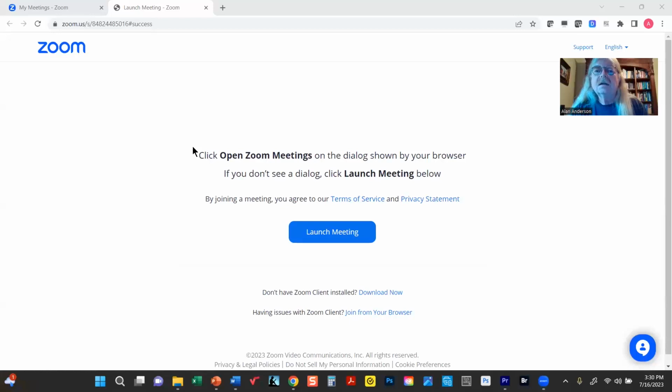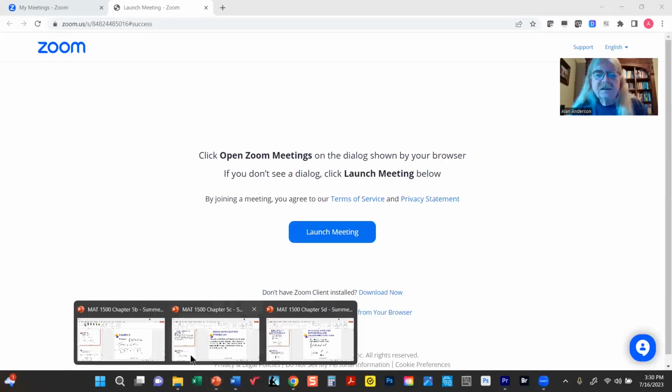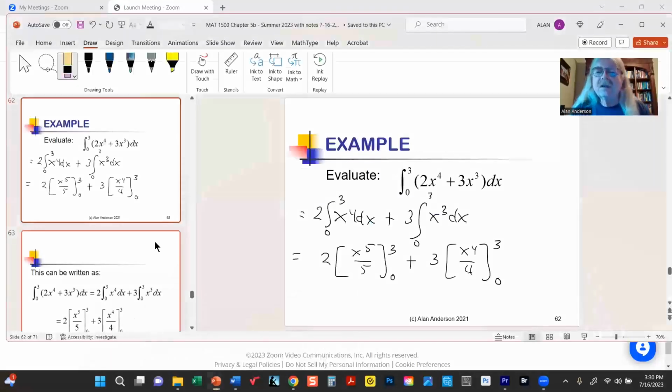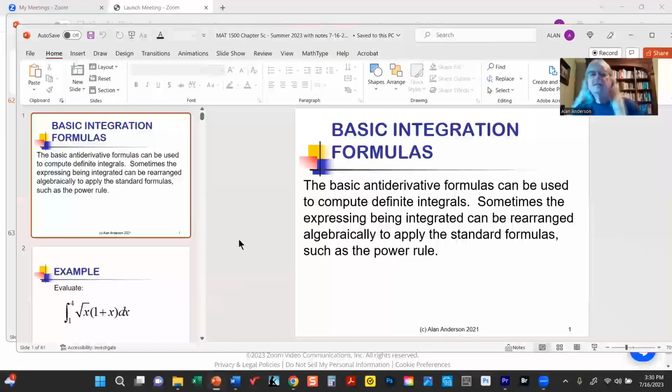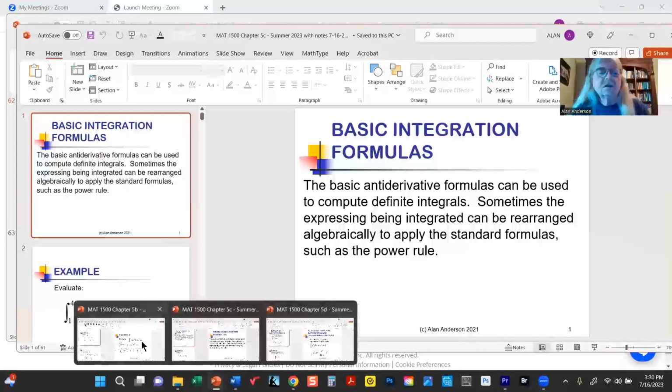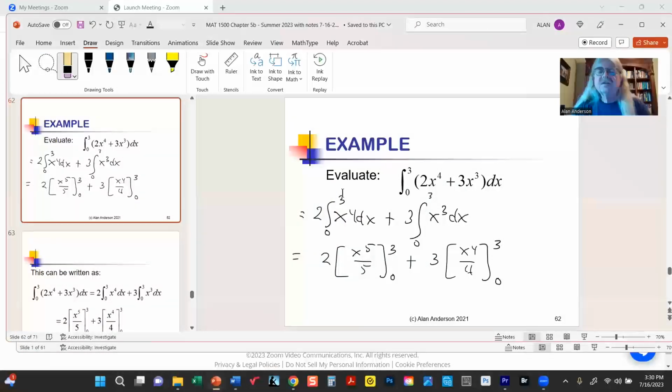All right, so let's get back to where we left off. I had to interrupt the last recording, but we're going to carry on. So here we are. We have one more example in section 5B, or two actually, and then we'll move on to 5C, where we're going to be looking at the basic integration formulas, or at least some more than the ones we've already covered. So anyway, let's take a look at this one.